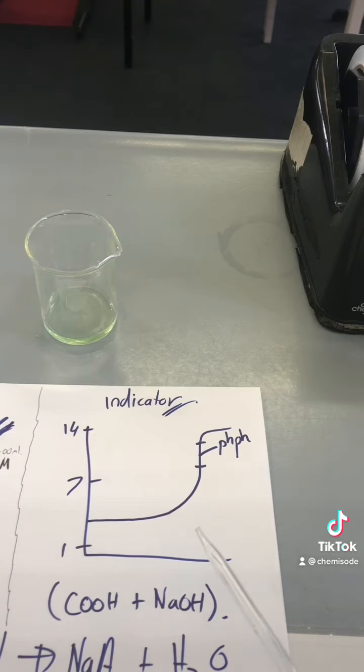If I used an indicator which changed color down here at a pH of perhaps, say, between 3 and 4, I would need to add a lot of sodium hydroxide to change the color. I would have to go from perhaps this point here in my graph all the way until I get to this point here, and I'd have a slow change in color.